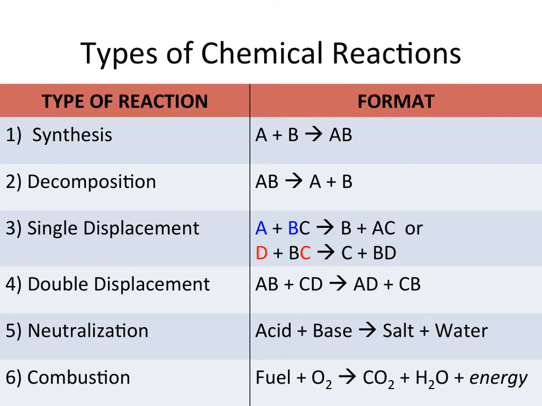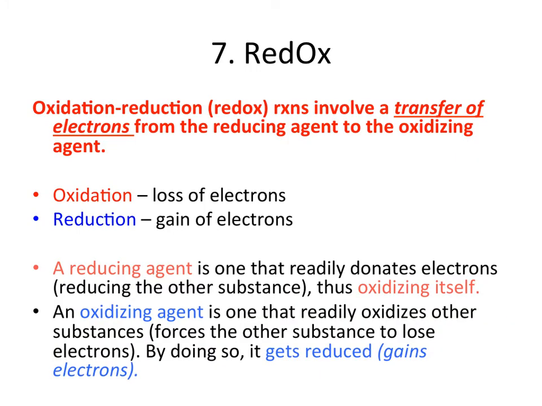So here's just a general list of the types of chemical reactions and their general formulas. The last type is a redox reaction, which is called reduction oxidation, and this involves the transfer of electrons from a reducing agent to an oxidizing agent. So oxidation we just call it based on the loss of electrons, and when something gains electrons, we say that it's reduced or it undergoes reduction. A reducing agent is something that is oxidized, so it readily donates electrons to another substance, and it causes the other substance to become reduced.